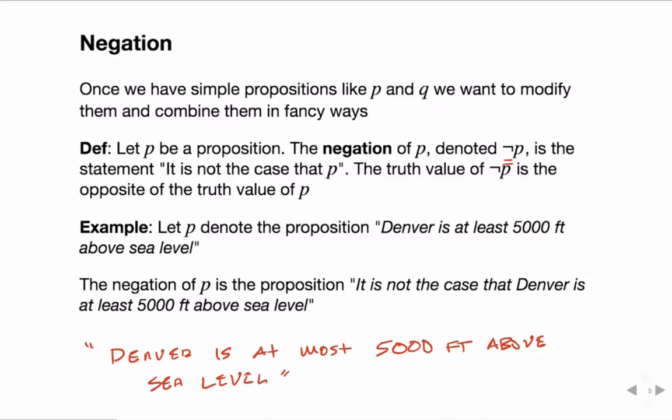Okay, and so if you take a proposition P and you negate it, the negated proposition always has the opposite truth value of the original proposition. In this case, P denotes the proposition that Denver is at least 5,000 feet above sea level. That's of course true because Denver is the mile-high city. It's roughly 5,280 feet above sea level. So we would say that P is true. And now the negation of P, the sentence that we've written below here, that Denver is at most 5,000 feet above sea level, this then, of course, is false because Denver is more than 5,000 feet above sea level.